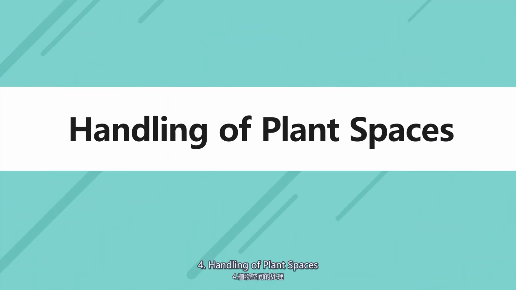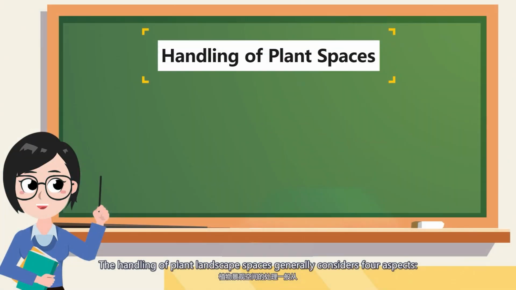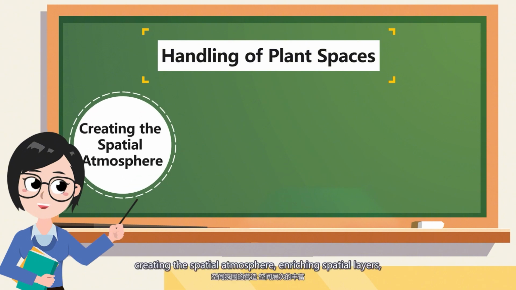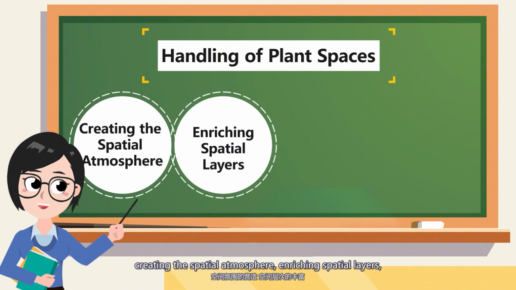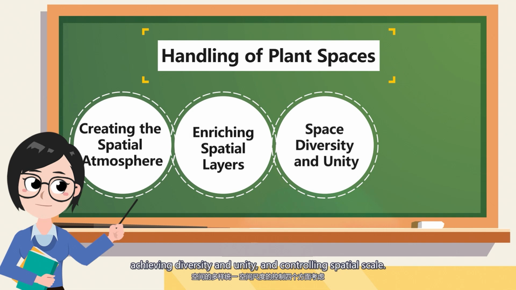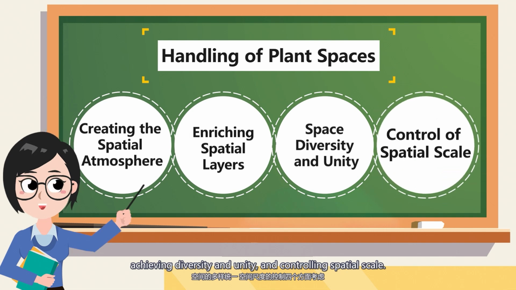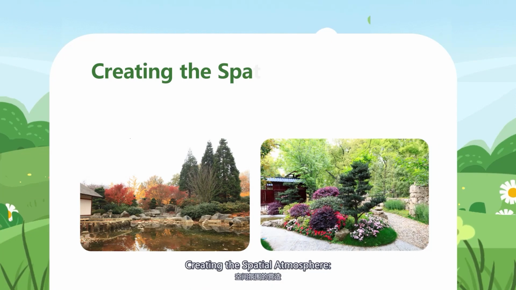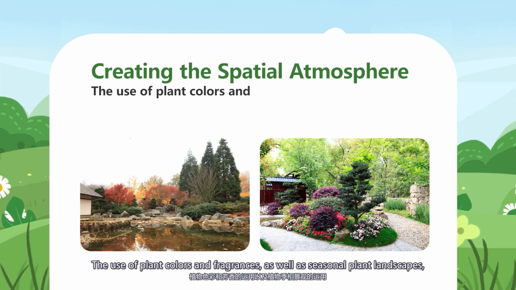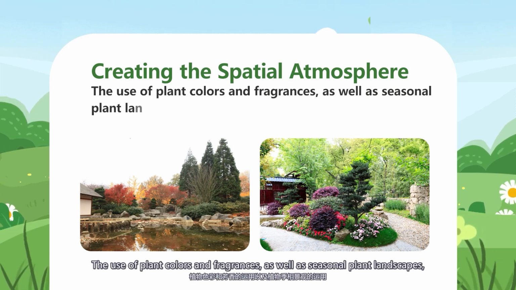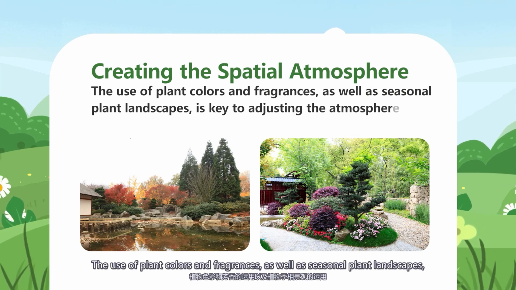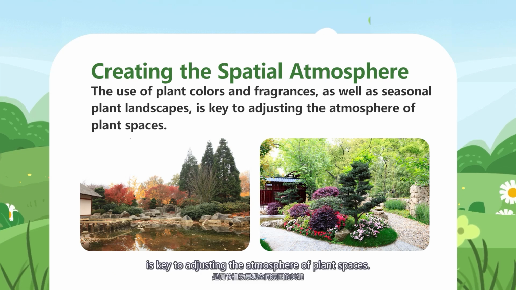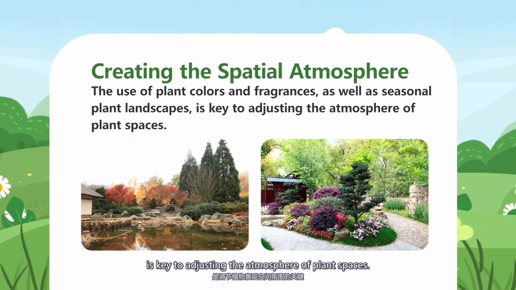4. Handling of plant spaces. The handling of plant landscape spaces generally considers 4 aspects: creating the spatial atmosphere, enriching spatial layers, achieving diversity and unity, and controlling spatial scale. Creating the spatial atmosphere: the use of plant colors and fragrances, as well as seasonal plant landscapes, is key to adjusting the atmosphere of plant spaces.